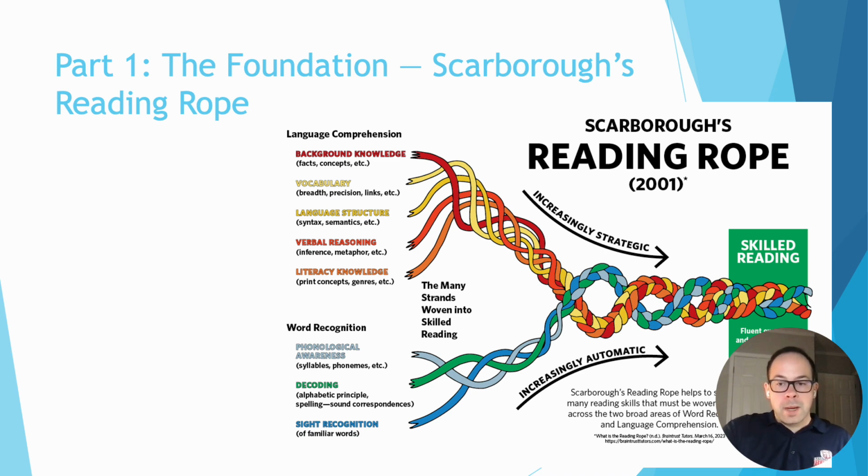This model is powerful because it reminds us that reading is not one skill. It is a coordinated act of multiple interacting systems. But here's the key question for our course. What happens after the rope is strong? This model explains how students learn to read words and construct meaning from the text, but it does not fully explain how students learn to read like historians, like scientists, like mathematicians, or whatever discipline it could be. And that is where disciplinary literacy begins.